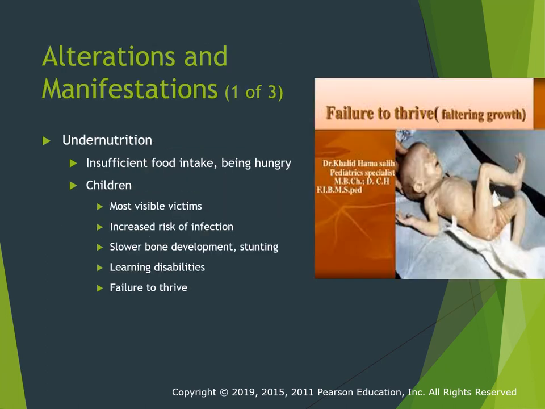So there's a lot of research being done out there. Alterations and manifestations, we see something called undernutrition, and your book talked about failure to thrive. This is an insufficient food intake, being hungry. You see this a lot in children, and you see failure to thrive in children, especially newborns or premature newborns or newborns who were born to a mom that was on drugs or alcohol. You see that a lot.